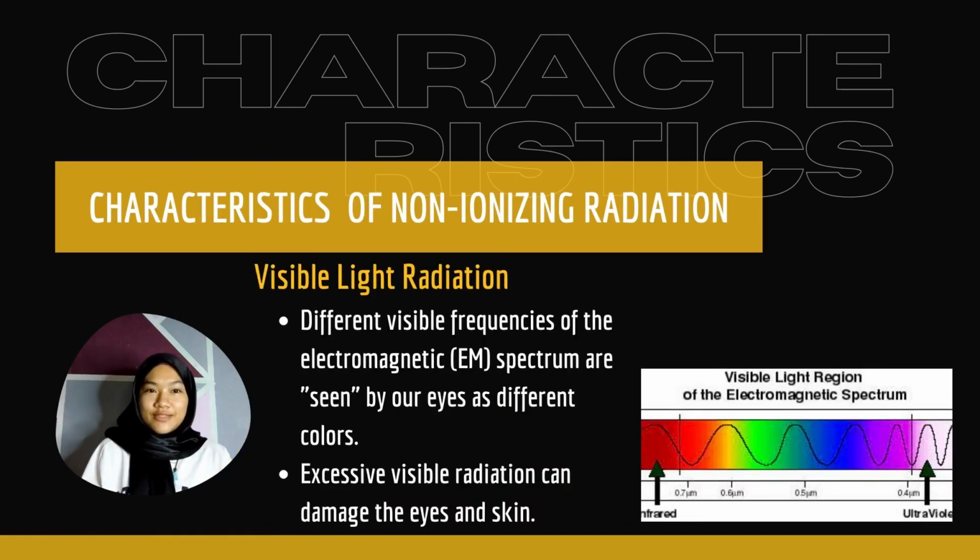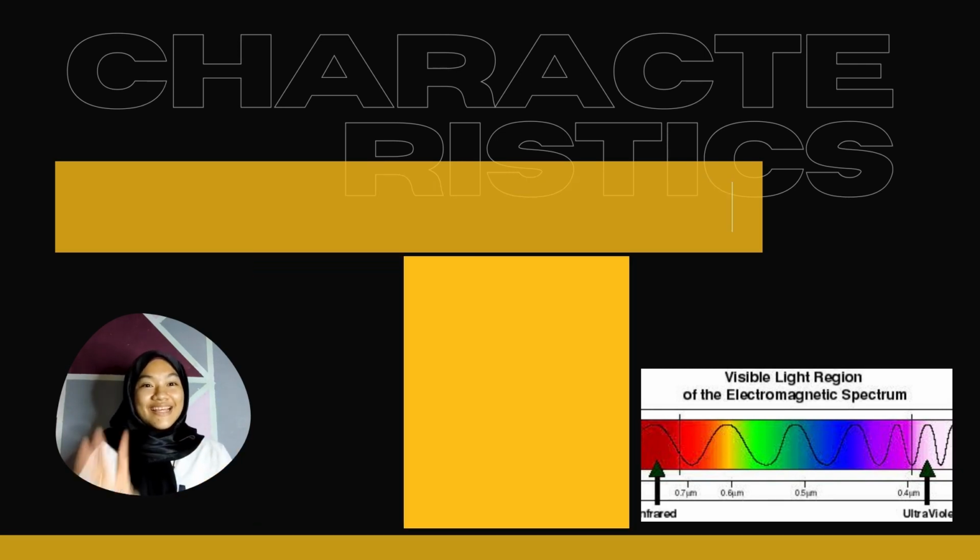The third is visible light radiation. The different visible frequencies of the electromagnetic spectrum are seen by our eyes as different colors. Good lighting may increase production and may help prevent incidents related to poor lighting conditions. However, excessive visible radiation can damage the eyes and skin.